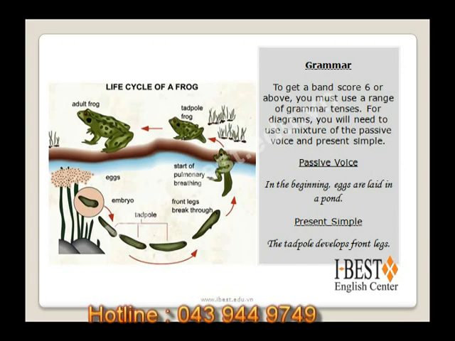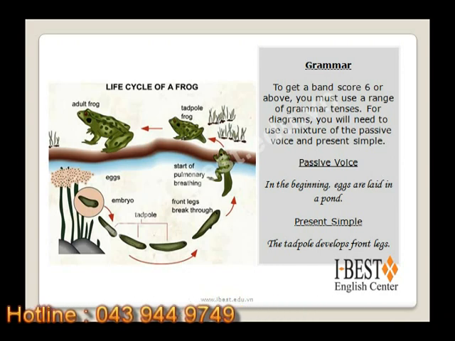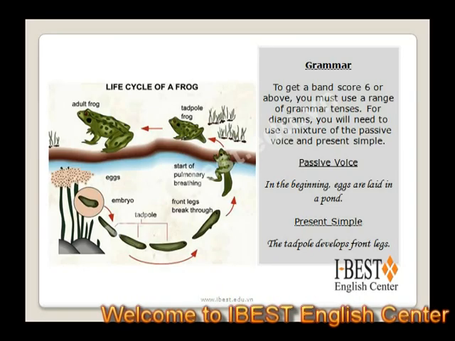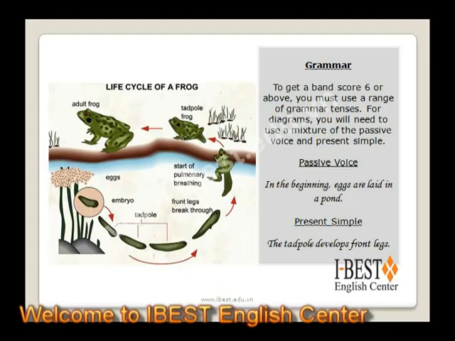Looking at grammar, if you're aiming for a band score 6 or above, you need to show the examiner a range of grammar tenses. For diagrams, you'll need to use a mixture of the passive voice and present simple. Here's an example of the passive voice. In the beginning, eggs are laid in a pond. Are laid is the passive voice.